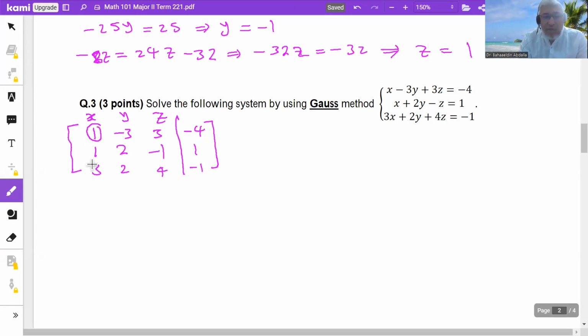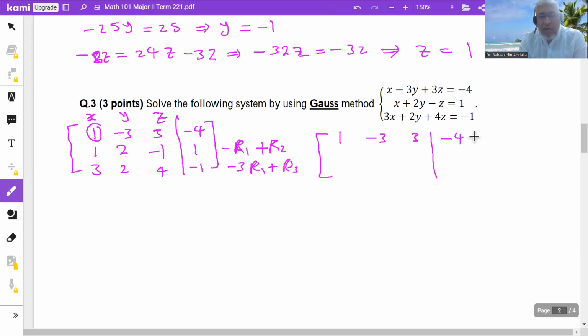Now I need to use it to make these two numbers zeros. So how to do that? I multiply the first row R1 by -1, and I add it to row 2. Okay, this will make this one 0. Also 3, I can make it 0 by multiplying -3 times row 1 plus row 3. So I use row 1, this number 1, to make these two numbers zeros, and then I will get a new matrix. The first row is not going to change as it is, but I'm changing the second row and the third row. So let us do this transformation.